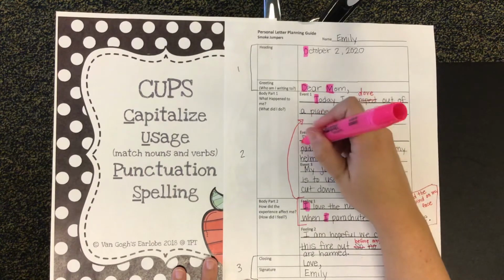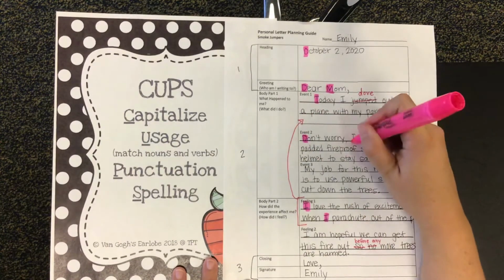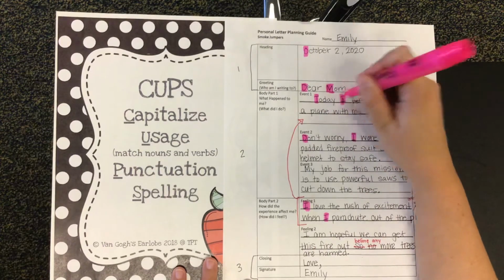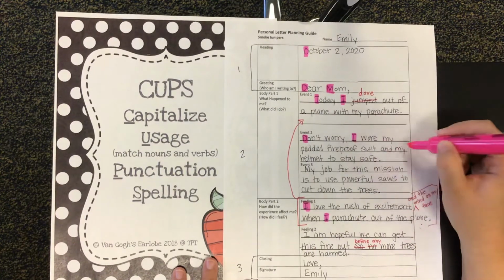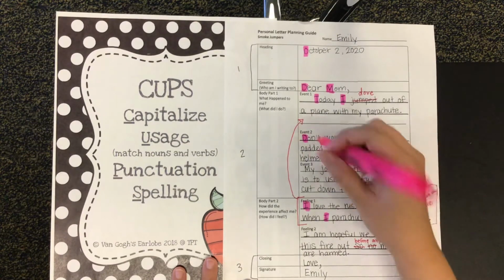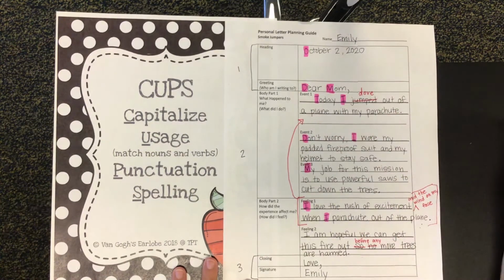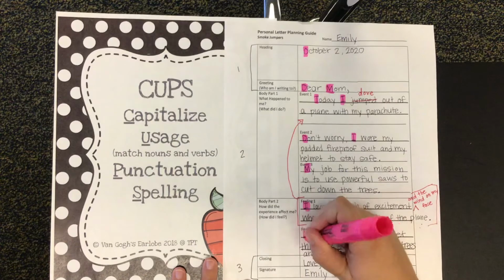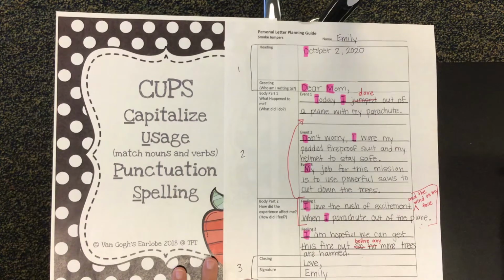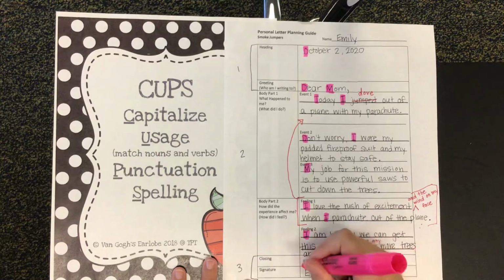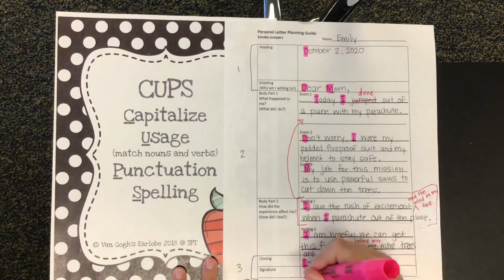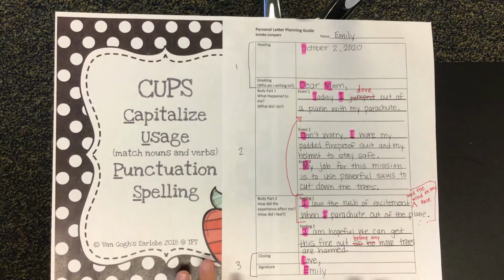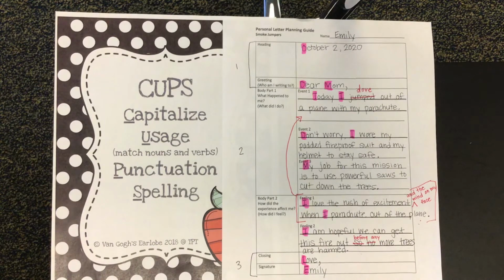Sentence 3, don't worry, I've got my capital D. I by itself, oop, I missed an I up here. I by itself. I wore my padded suit and my helmet to stay safe. I've got a period. The next sentence should start with a capital, and it does. My job for this mission is to use powerful saws to cut down the trees. I am hopeful we can get this fire out before any more trees are harmed. Love starts, your closing should start with a capital, and then your name at the bottom, your signature, should also start with a capital. So please pause and go ahead and check through your personal letter rough draft to make sure that you've got all of your capitals highlighted.